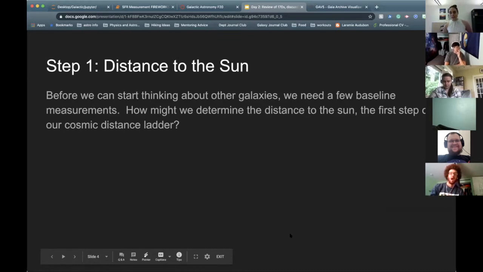So let's start climbing the ladder. The first step we need to do is calculate the distance to the sun. So what could we do? What are some ways that we can figure out what the distance to the sun is for our step one?